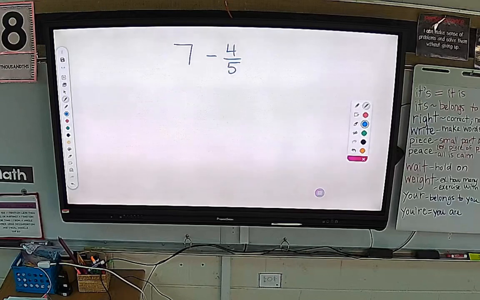Now, make it large enough because these are fifths. Be careful because you're taking away. You don't need that extra piece. With subtraction, we don't add on an extra piece. We start with our whole number, at least on this problem, unless our 7 had a fraction with it.